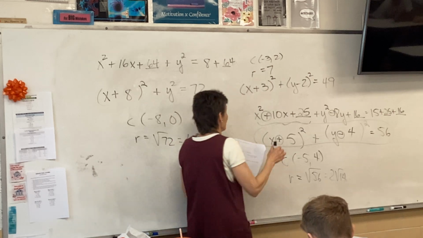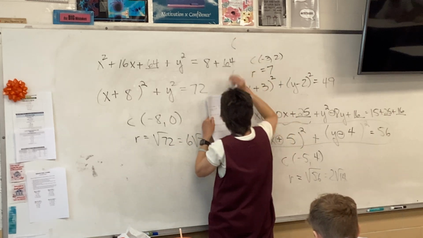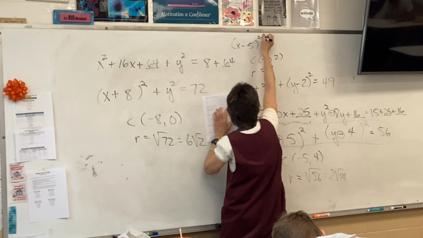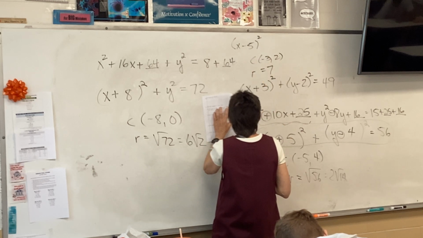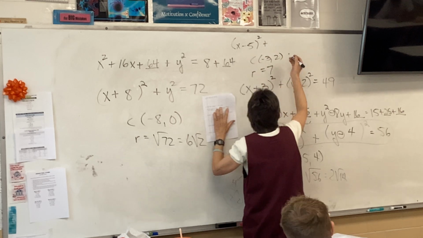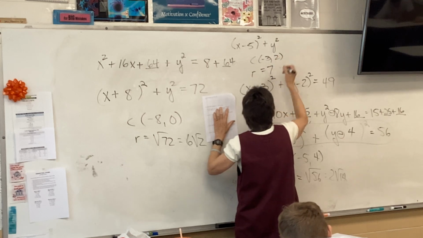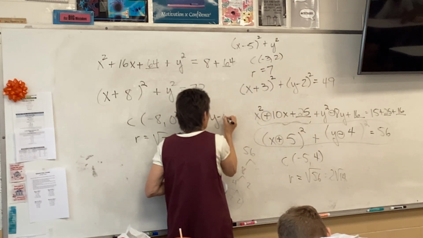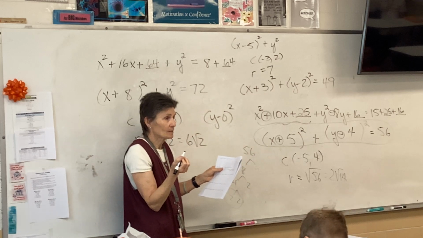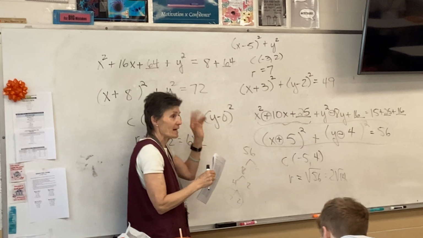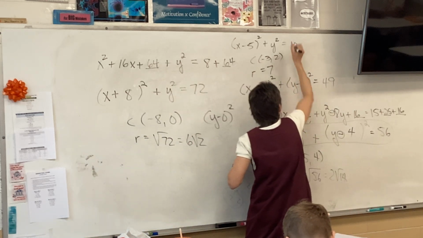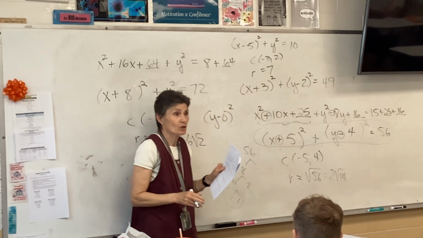What about b? What is the equation of b going to be? X minus 5 squared. Put that in parentheses and square it. Plus, now, I'm just going to write y squared, but if you wrote y minus 0 squared, that would be okay. Isn't that the same thing? So if you feel better writing that, it's all right. It's the same thing. And what's it going to equal? 10. Square root of 10 squared is just 10.